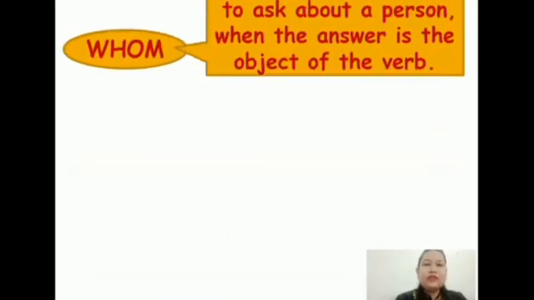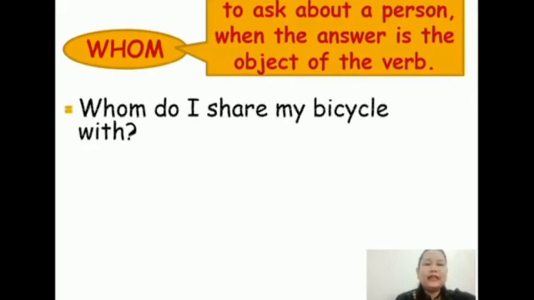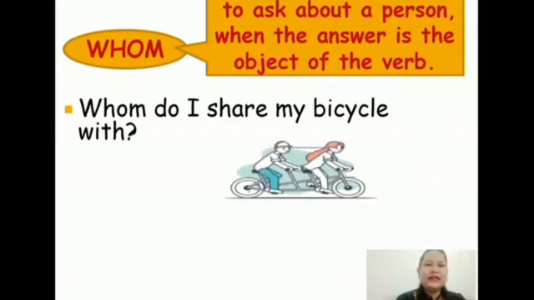We use whom to ask about a person when the answer is the object of the verb. Okay, now let's see example. If I ask you, whom do I share my bicycle with? Yes, what is the answer? Yes, you're right. I share my bicycle with Sam.